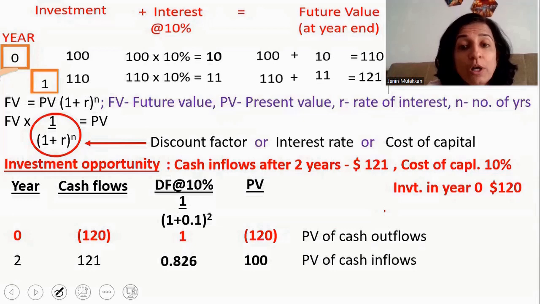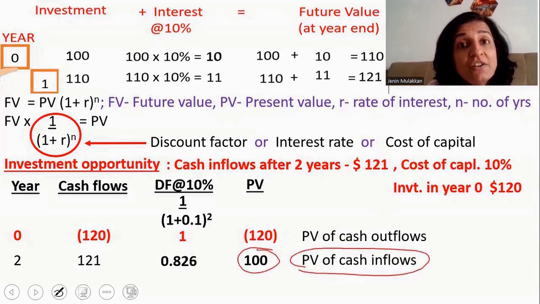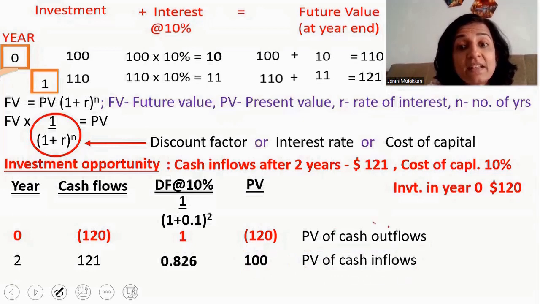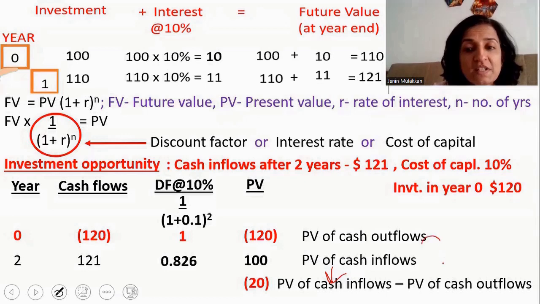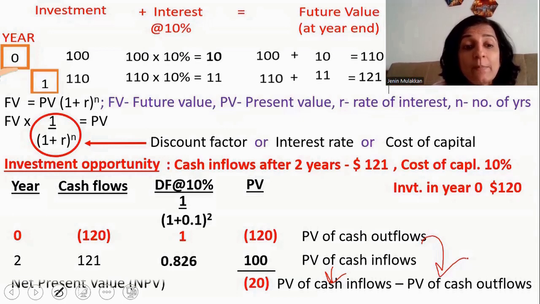And when you found out the present value of cash inflows, you got just $100, which means that the outflows are greater than the inflows. So if you take the net of it, it will end up as a negative figure. It's a loss, right? Now, this present value of cash inflows minus the present value of cash outflows is known by the name net present value or NPV.